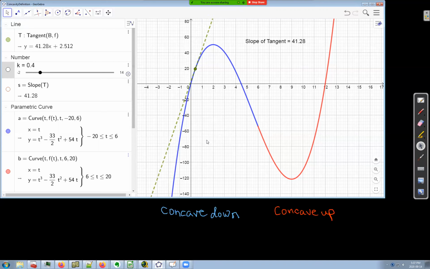Okay, so what did you notice? I hope what you noticed was that this slope is going down. This number is the slope of that tangent line. That number seems to be going down. So when we're on the blue part of the graph, as the x coordinate moves to the right, the slope of the tangent line is going down. And let's see if that continues when we move over the hump.